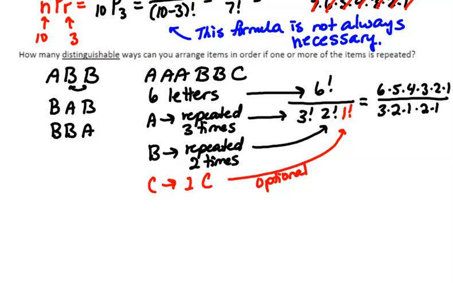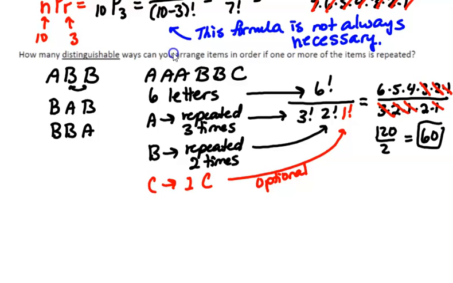So I notice here I have a 3. I have a 2. Of course, all the 1's divide out. Don't really need them. So I have in the numerator 6 times 5 times 4 divided by 2 in the denominator. 6 times 5 is 30. 30 times 4 is 120. This is 120 over 2, which is 60.